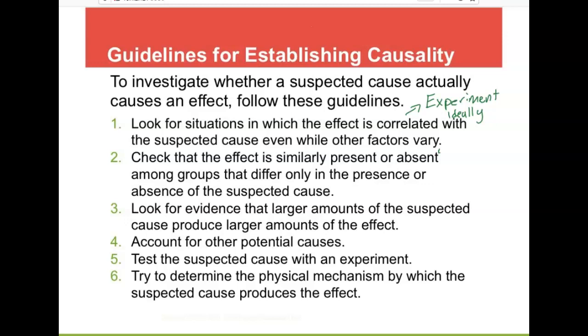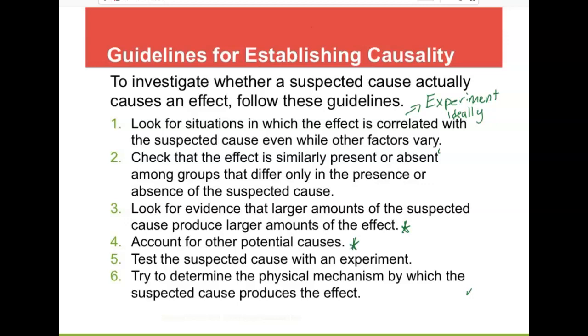All right, check that the effect is similarly present or absent among groups that differ only in the presence or absence of that suspected cause. And so 3 is kind of what I was just talking about. You want to look for evidence that larger amounts of the suspected cause produce larger amounts of the effect. And they did see that with smoking, right? They saw the incidence of lung cancer increase with the smoking rate of people. So people who tended to smoke like 3 packs a day got lung cancer at much higher rates than people who only smoked a couple cigarettes a day or smoked socially or whatever. So they saw that, right, as the treatment increased, the effect increased along with it. And so that's good evidence of a causal link.